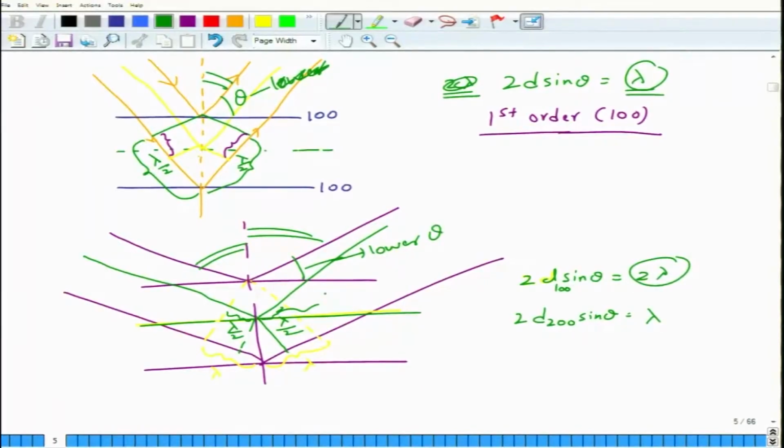So, here you will have higher path difference as compared to the previous case. So, this will have higher path difference, and this will have lower path difference. Okay. All right. So, I hope this is clear now.